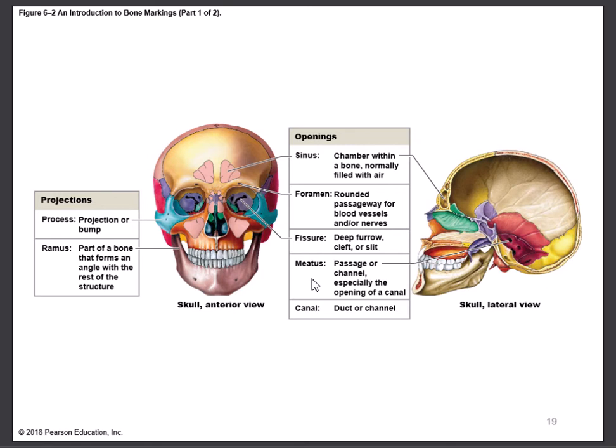A meatus is a passage or a channel. We usually refer to it as the opening of a canal. If you were to take a Q-tip and put it into your ear gently, the beginning part of our ear canal is a meatus. That is actually known as the external auditory meatus. So it's just the opening into a canal. And then finally, a canal is a duct or a channel. A lot of times blood vessels will travel through it, or a nerve will travel through it. So this is what we're going to call a canal.